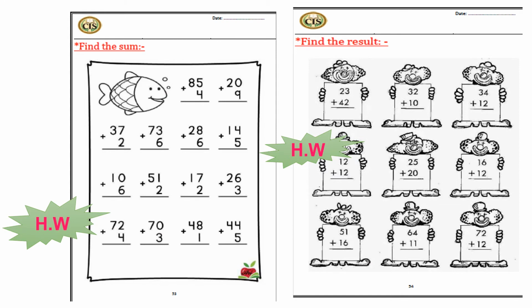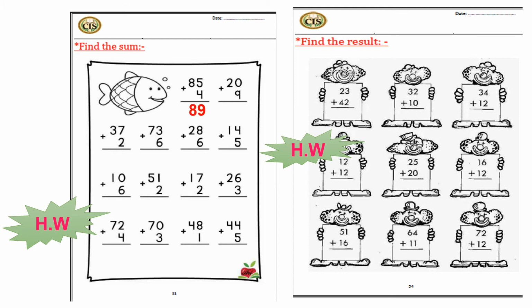Page 53, find the sum. If we look here, in the first one we have 85 plus 4. So I will put 85 in my mind, 4 on my fingers, and let's count after 85. After 85, 86, 87, 88, 89. So the sum is 89.